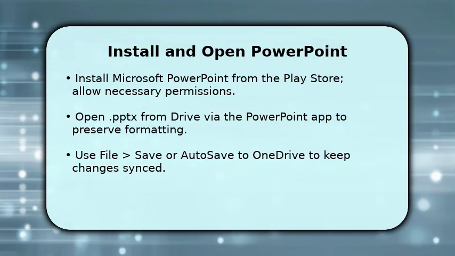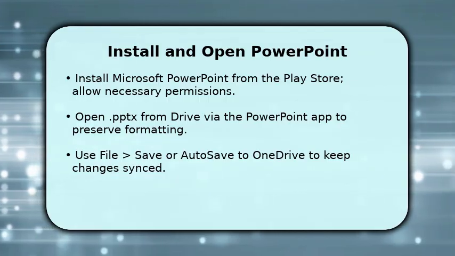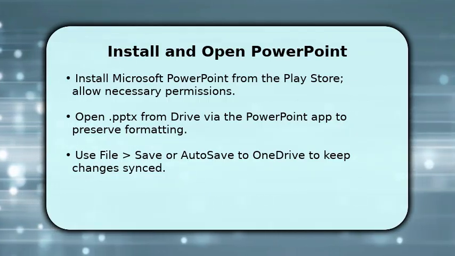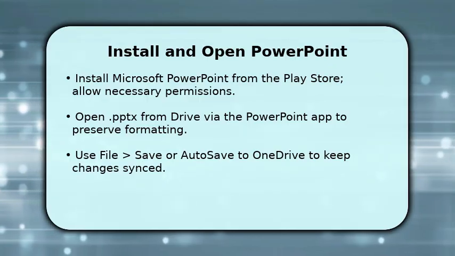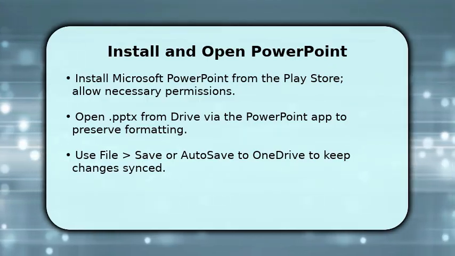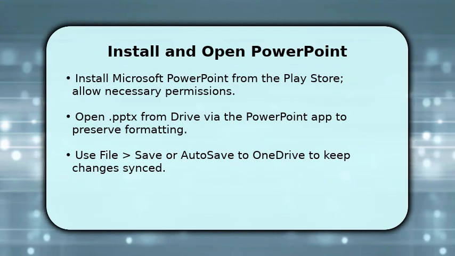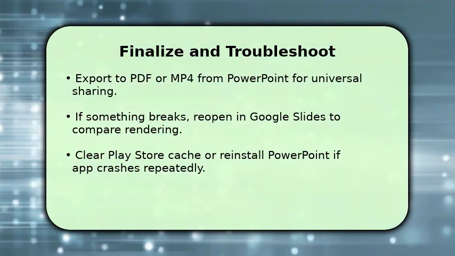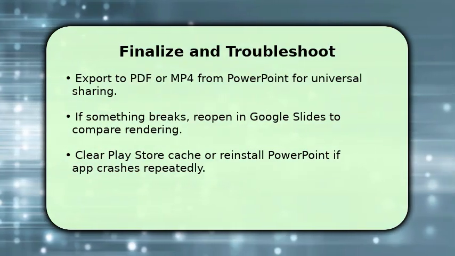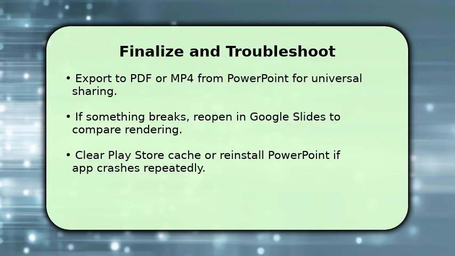Use Auto-Save to OneDrive or save as to backup copies. This keeps versions synchronized across devices. Make sure to test a slide export to confirm images and animations render correctly. Finish by reviewing slide transitions, then export to PDF or MP4 for reliable sharing.